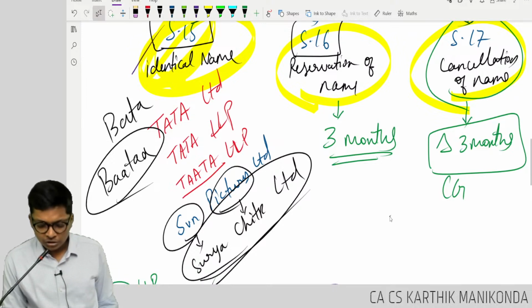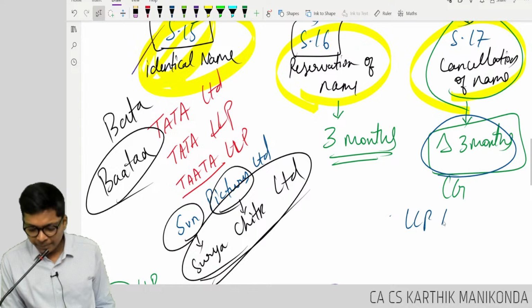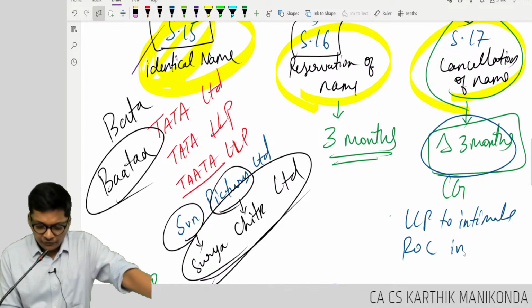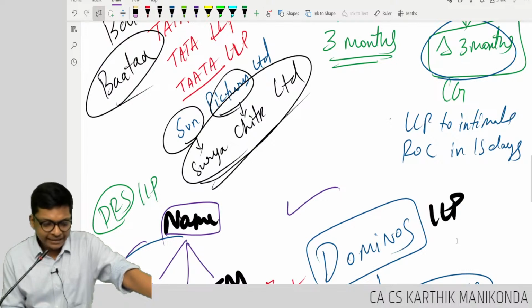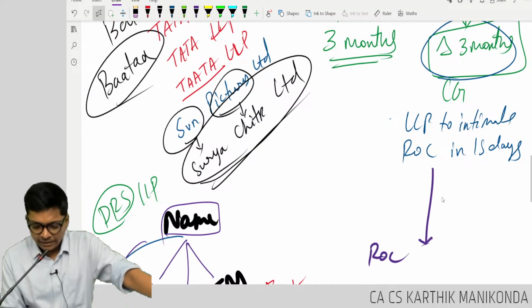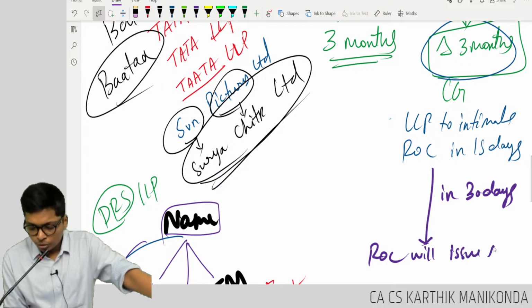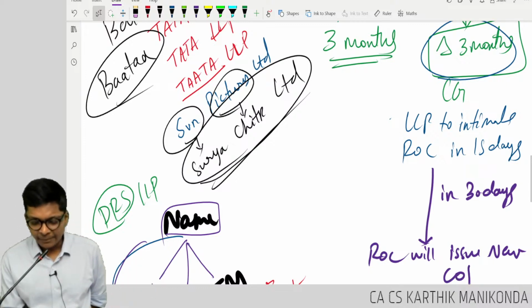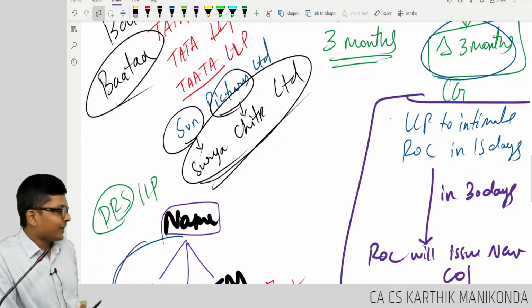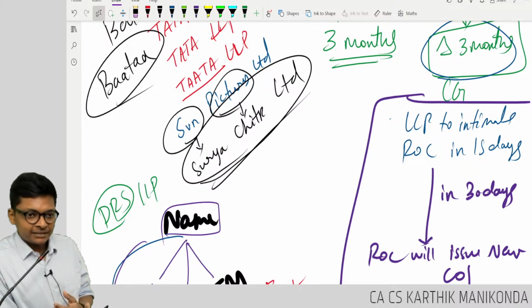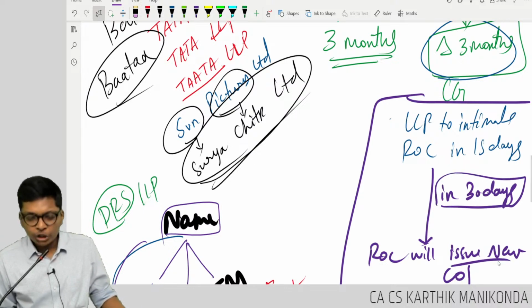Now if the LLP itself wants to change its name, once you change the LLP name, intimate ROC within 15 days of the change, and then ROC within 30 days will issue a new certificate of incorporation. That's it. It's a separate provision within our name clause. If the LLP wants to change the name, they will change and inform ROC within 15 days. ROC will now in 30 days issue a new one.